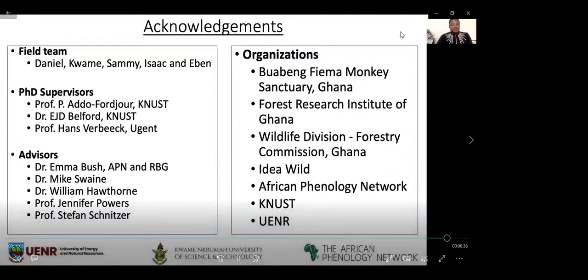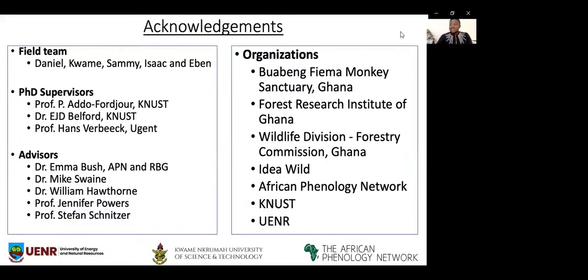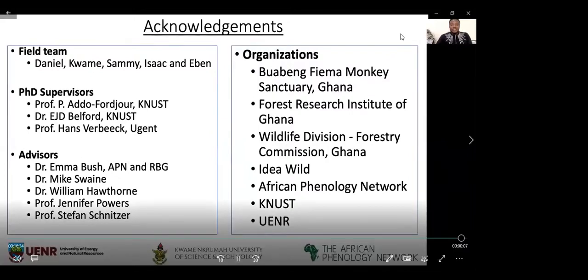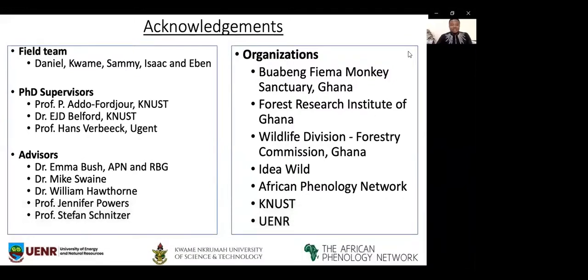I'm grateful to my full team. Daniel and Kwame have assisted in setting up the plots in all three locations. And Sami and Isaac and Eben have been doing the data collection. I'm also grateful to my supervisors and advisors whom I've had to consult at various times, and to the management of the sites that we use, to Idea World for providing binoculars and the diameter tapes that we have used on the field, and also to African Phenology Network for some technical assistance at the very beginning of the project. Thank you for your attention.